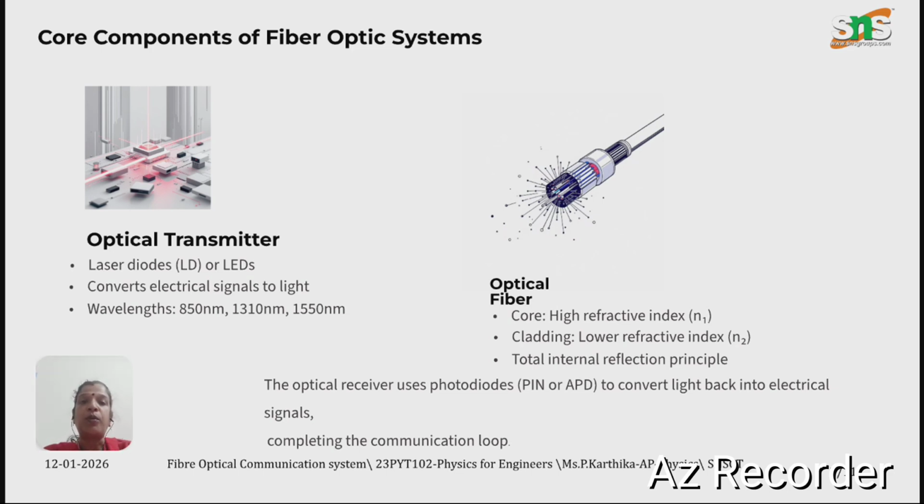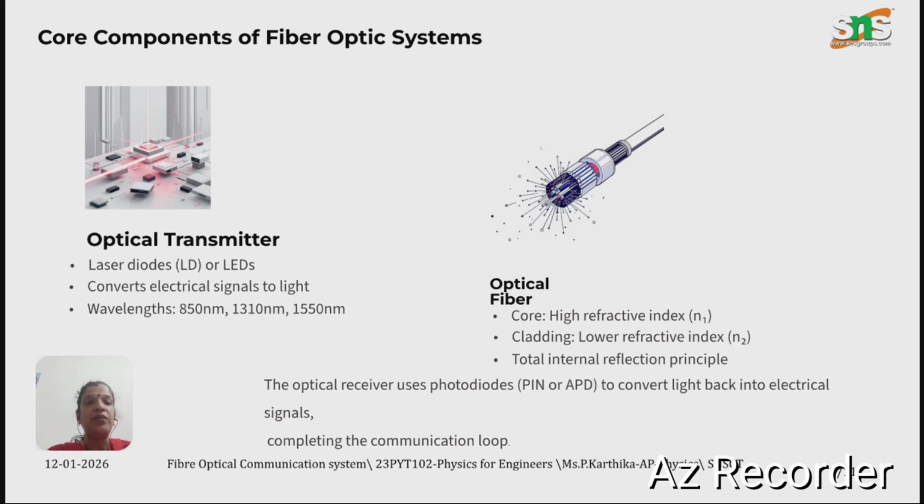The optical transmitter is a laser diode or LED that we use to convert the signal. The information is sent as an electrical signal that should be converted into a light signal, because only light is allowed into the optical fiber. So here we can use laser diodes or LEDs. It converts electrical signals to light, and the wavelength chosen is 850 nanometers, 1310 nanometers or 1550 nanometers. In this range we can use the light source.